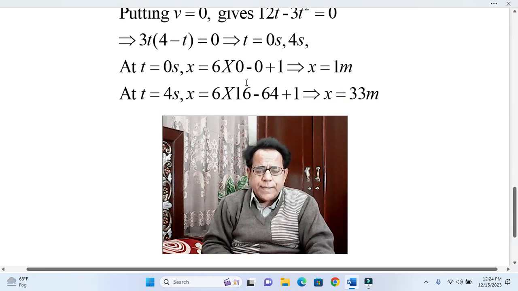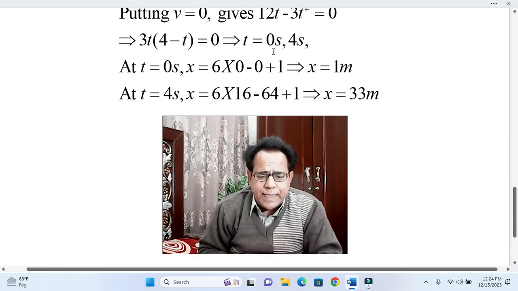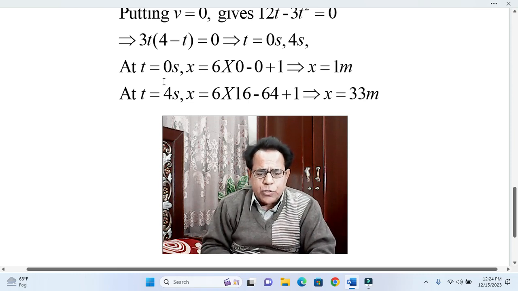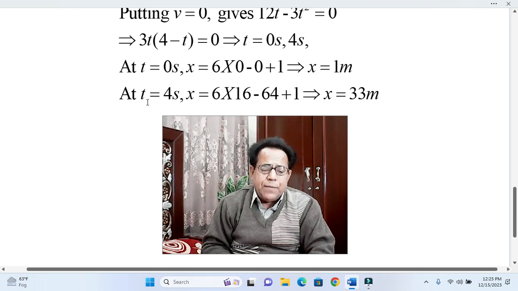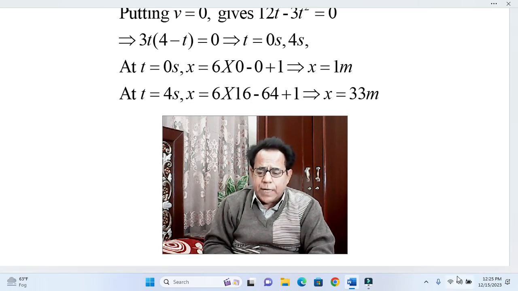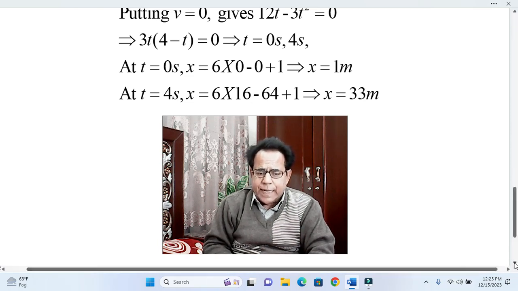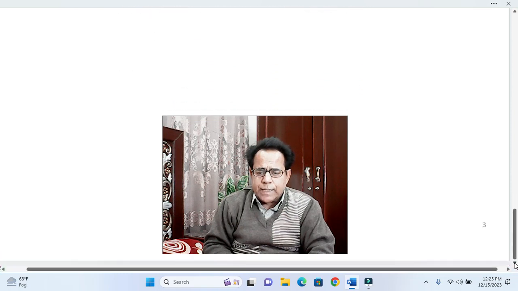Now, first we consider the case when t is equal to 0 second. At t equal to 0 second, we will put the value of t equal to 0, and hence x will become 1. We know that the unit of displacement is meter, so x will be 1 meter. And when we consider t equal to 4 seconds, we put time t equal to 4 seconds in that expression, and we will get x equal to 33, and we know that the unit of displacement is meter, and hence x will be equal to 33 meter.